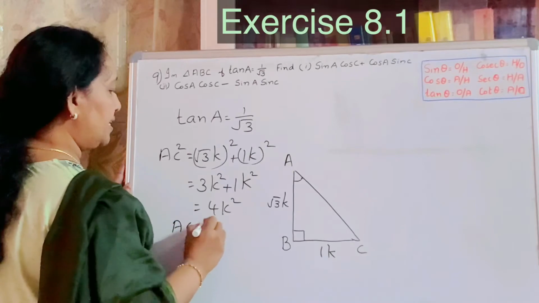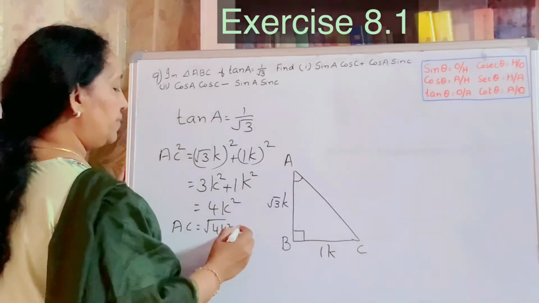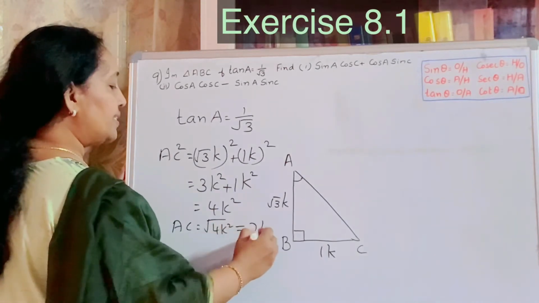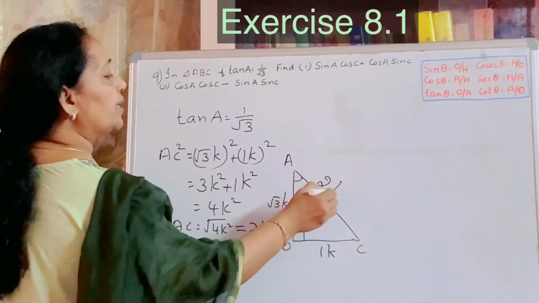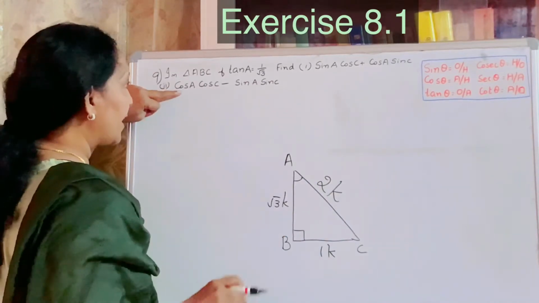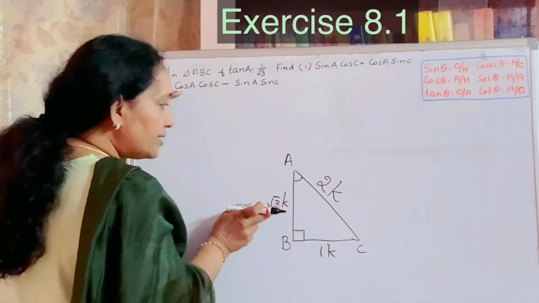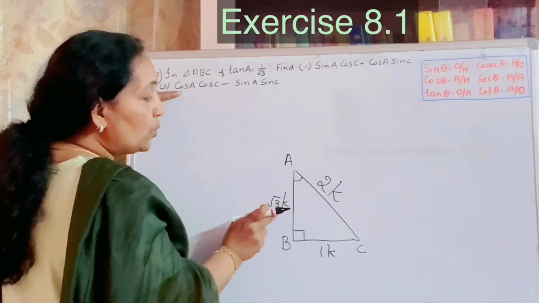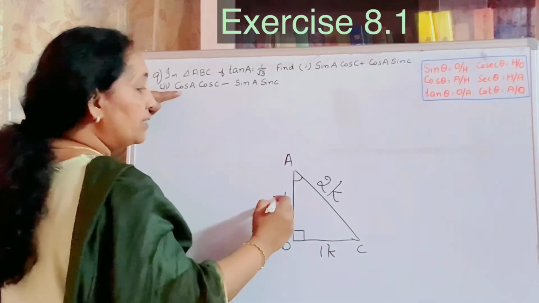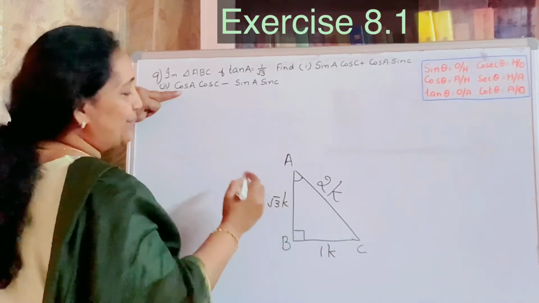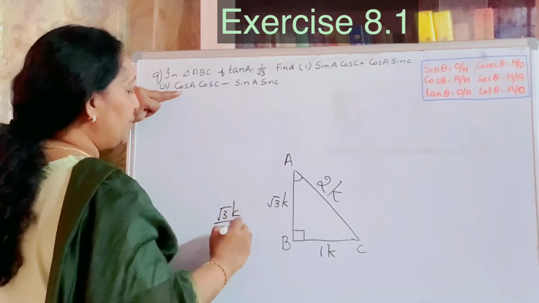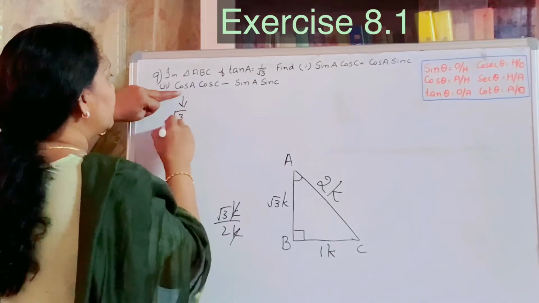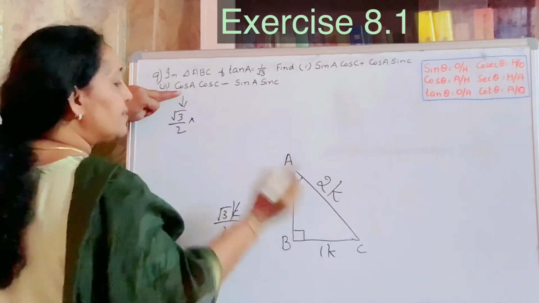That means AC is root of 4k square, which is equal to root 4 is 2, root k square is k. That means AC is 2k. Then find cos A. Cos A is adjacent side of angle A divided by hypotenuse. That means root 3k by 2k. Root 3k by 2k, k and k get cancelled. That means root 3 by 2. So cos A is root 3 by 2 into cos C.